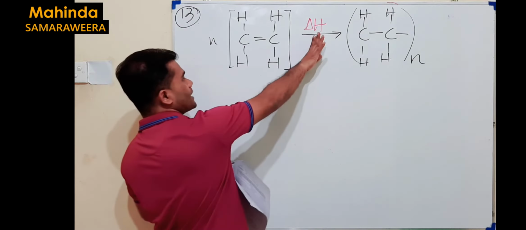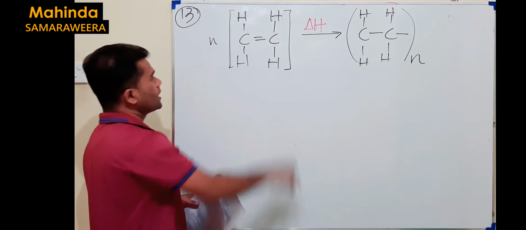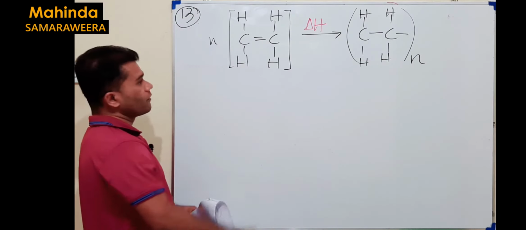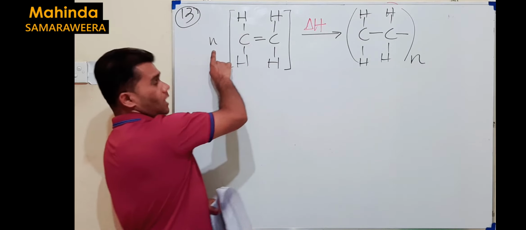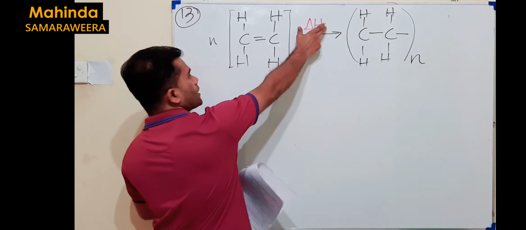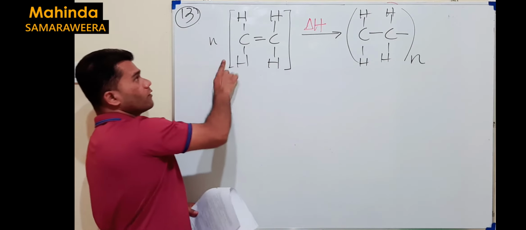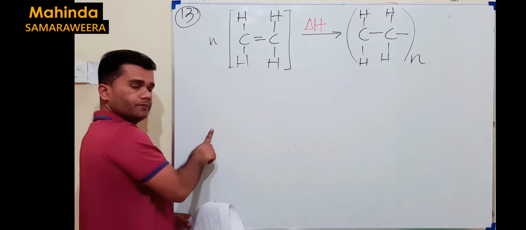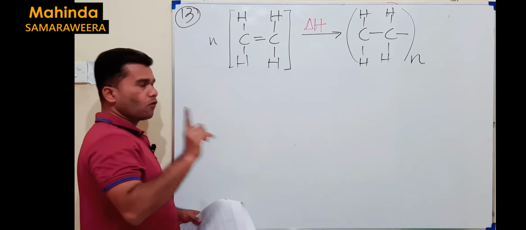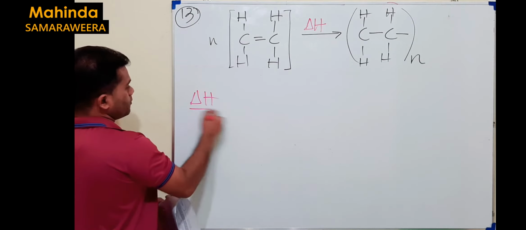Why? Because delta H for this reaction means n moles of ethylene. But the question is per mole of ethylene. If this is for n, how do we convert this enthalpy change for 1 mole of ethylene? You have to divide by n. As an example, let's say for 2 moles we get 100 kilojoules. Then for 1 mole, it should be 100 divided by 2. Same thing: for n moles we get delta H, and for 1 mole it should be delta H divided by n. That's the final answer.